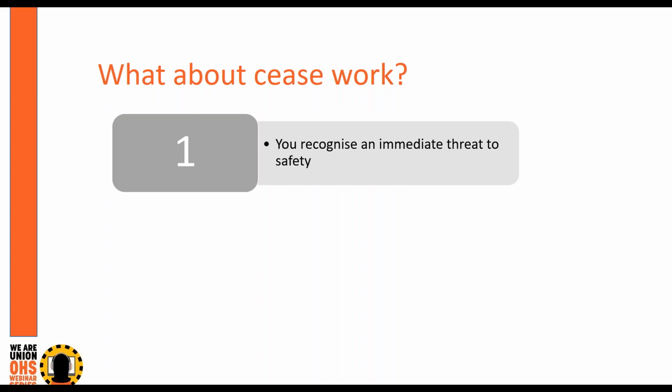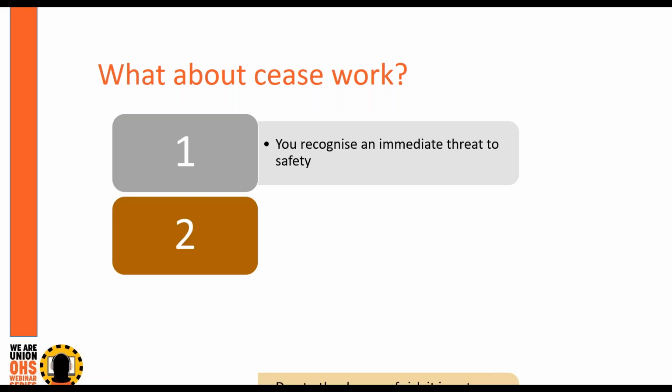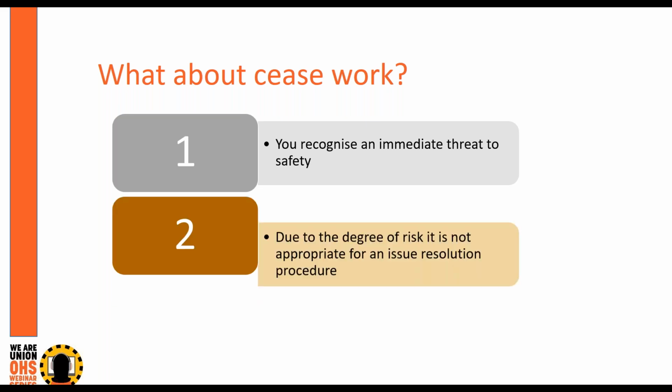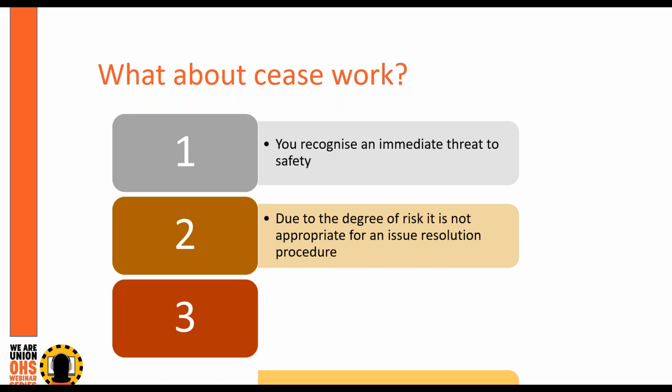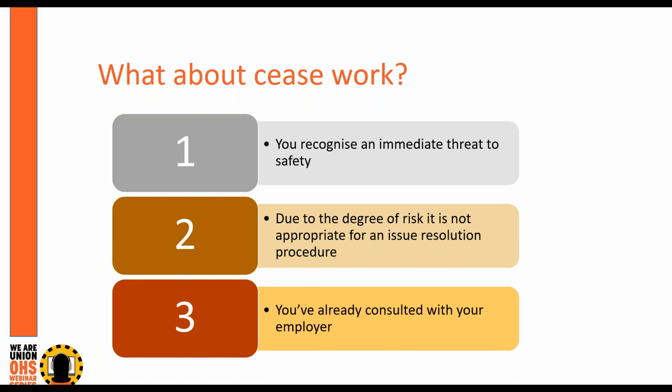As we see in step 1, you've got to recognise that there is an immediate threat to safety or health, and due to the nature of the threat and degree of risk, it is not appropriate to use the issue resolution process in section 73. And that you've already consulted with the employer about the risk.